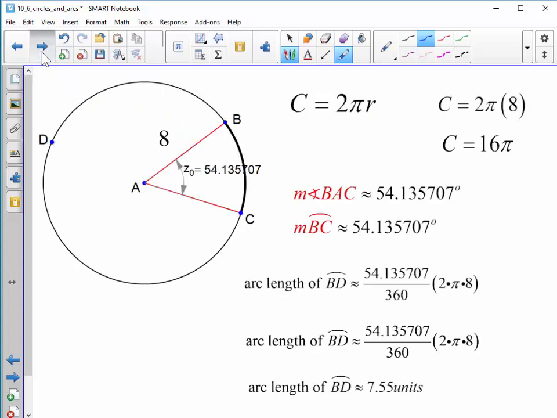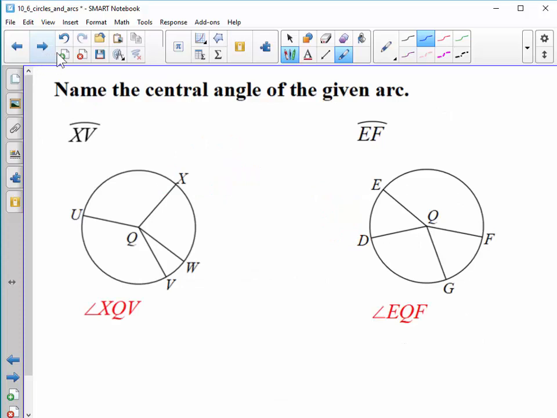And then, let's see, we've got to name central angles. Let me hit pause here for a second. I got to say why I said pause. Say goodnight, Mason. Good night. There you go. Okay, so that was my grandson.